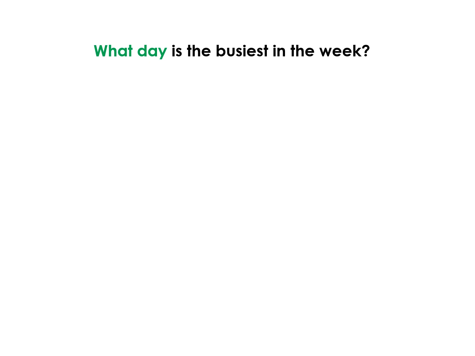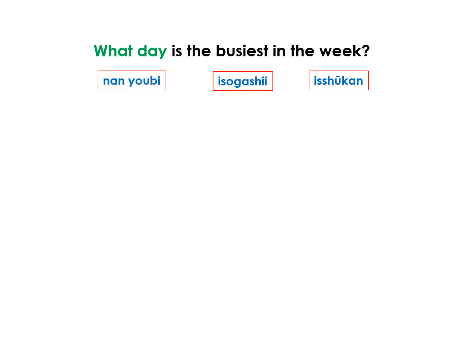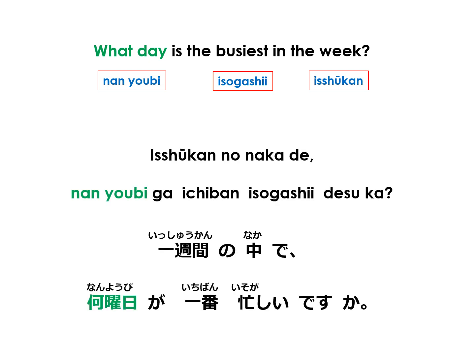Our last example, the sentence: what day of the week is the busiest? We have a domain here, which is 1 week, or 1週間. Busy in Japanese is 忙しい. And our interrogative is what day, or 何曜日. Putting them all together and still following the pattern, we say 1週間の中で何曜日が一番忙しいですか?